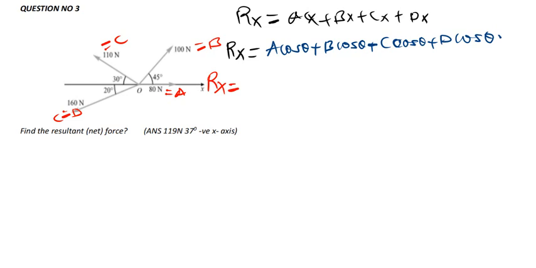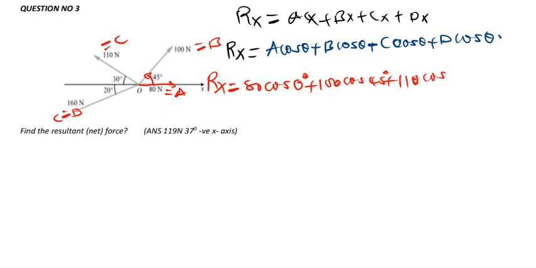A is 80 in this case. Now, which angle are we going to use? This is going toward the positive x-axis. The angle is 0 degrees. Plus my b is 100. Then I have cos of the theta which I'm going to use. We are measuring the angle from the positive x-axis until where the vector is. So the angle is 45. Plus my c is 110.